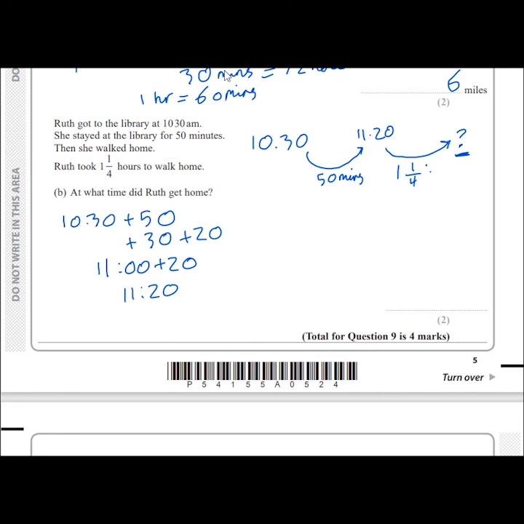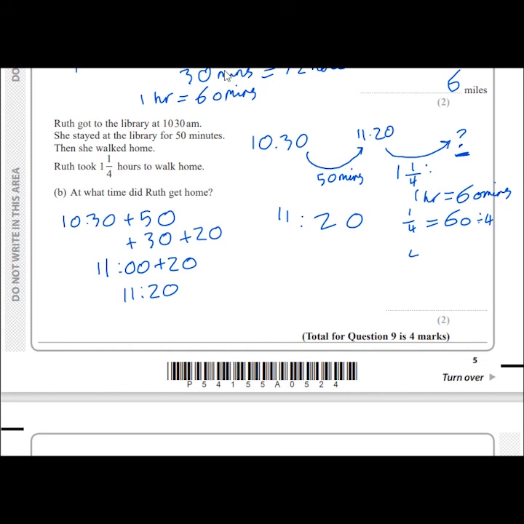So now, what's 11:20 plus 1.25? These are different units, so it's a bit confusing. But what we're going to do is 11:20, and now 1 hour, as we've written just above, is equal to 60 minutes. And 1/4 of an hour is equal to 60 divided by 4.